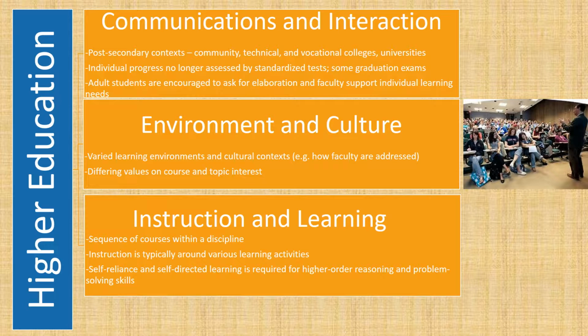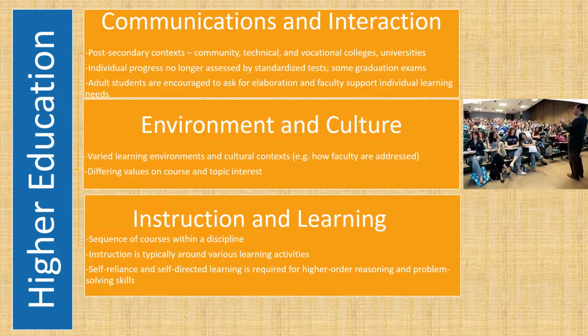Next, instruction and learning is different in higher education because there's a sequence of courses within a discipline, and instruction is typically around various learning activities. Higher education instruction and learning differs from that of K-12 education in that self-reliance and self-directed learning is required for higher order reasoning and problem-solving skills.